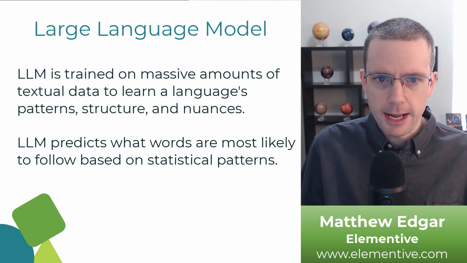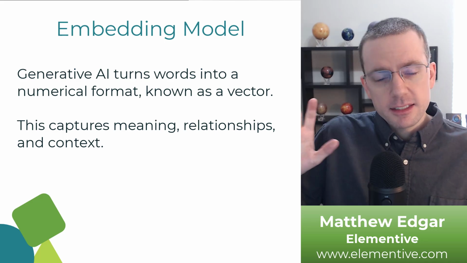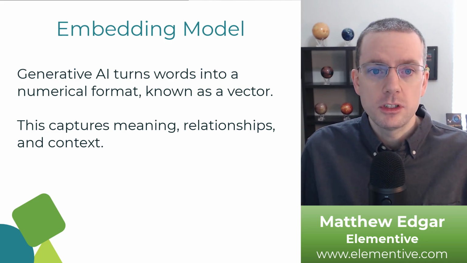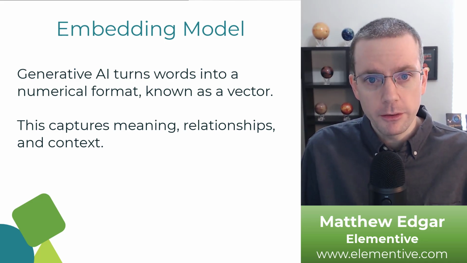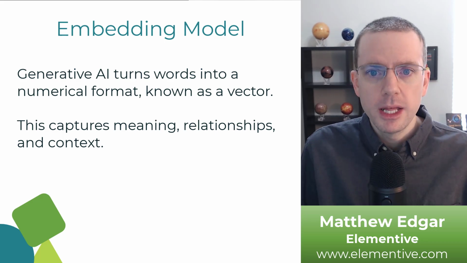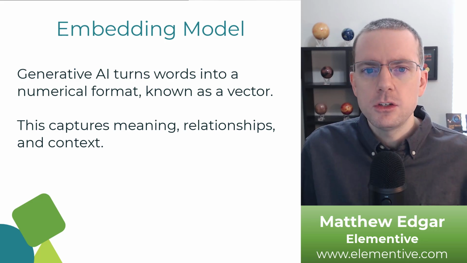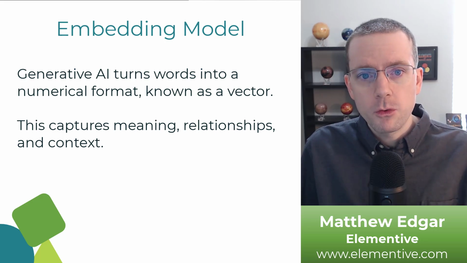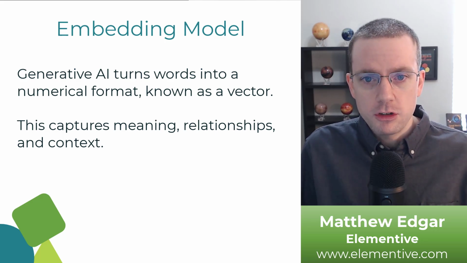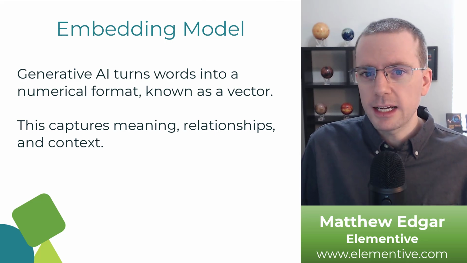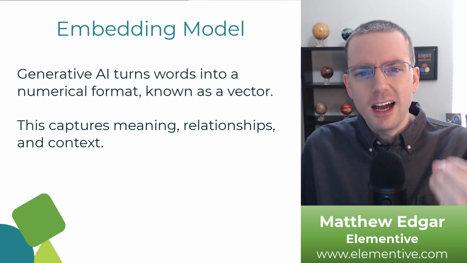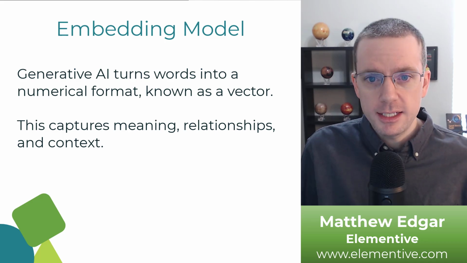So when generating a response to a prompt, the LLM is predicting what words are most likely to follow based on statistical patterns. The second system that is being used in generative AI search are embedding models. In an embedding model, a generative AI system is converting the words and phrases used on a page into a numerical format known as vectors. Generative AI doesn't use words directly, it uses vectors to understand something about the page content.